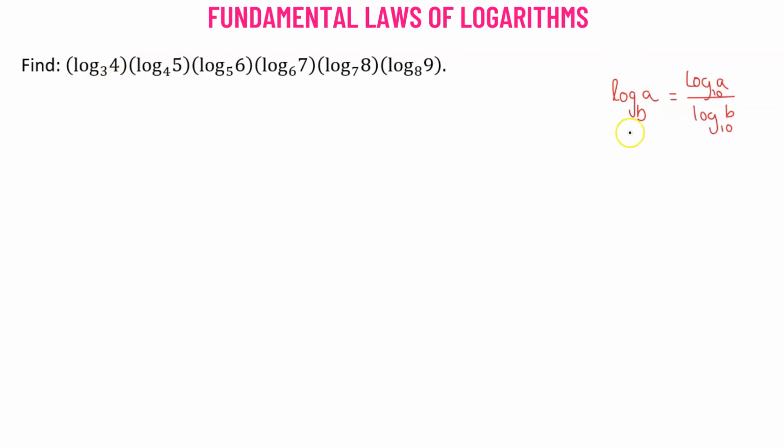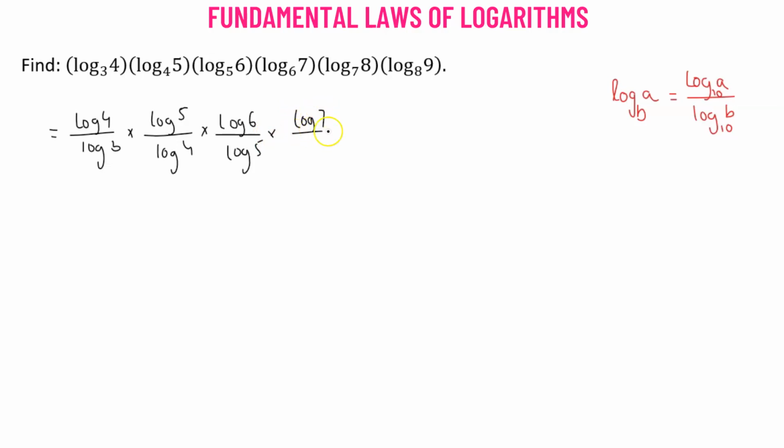Right. Now that means we'll apply this particular property to each of the logarithmic terms here. So the first logarithm will become log of 4 divided by log of 3, multiplied by log 5 with the base of 4, which is log of 5 divided by log of 4. Then we have log of 6 with a base of 5. This will become log of 6 divided by log of 5, multiplied by log of 7 divided by log of 6, multiplied by log of 8 divided by log of 7, times log of 9 divided by log of 8.